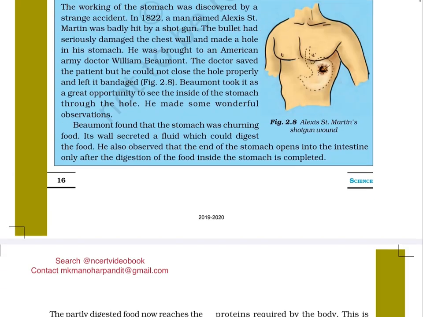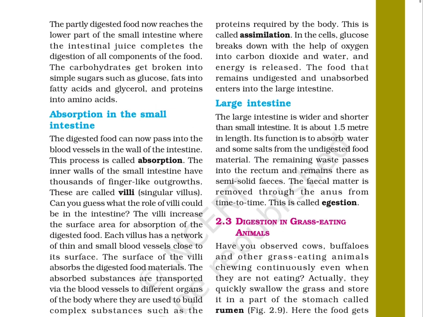Page 17. The partly digested food now reaches the lower part of the small intestine, where the intestinal juice completes the digestion of all components of the food. The carbohydrates get broken into simple sugars such as glucose, fats into fatty acids and glycerol, and proteins into amino acids. Absorption in the small intestine.